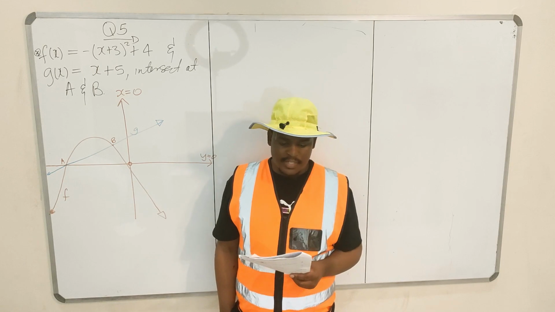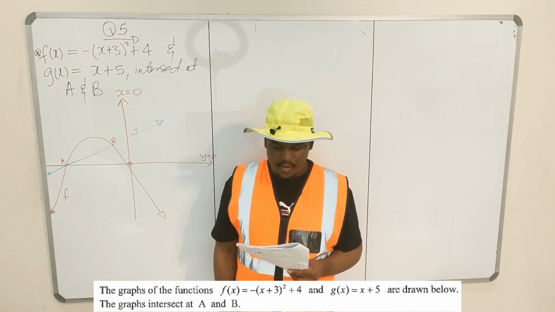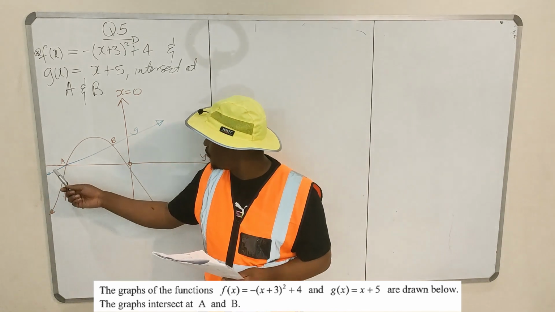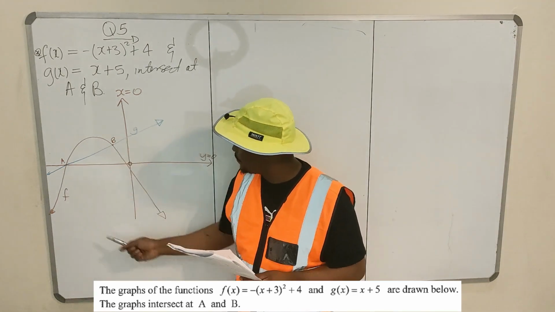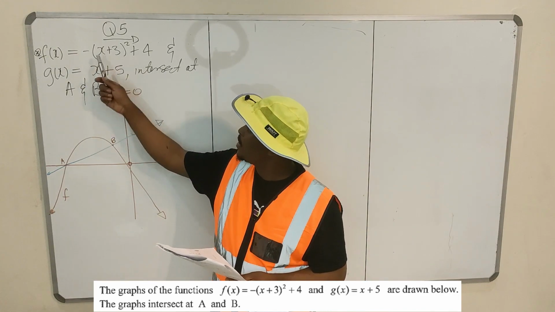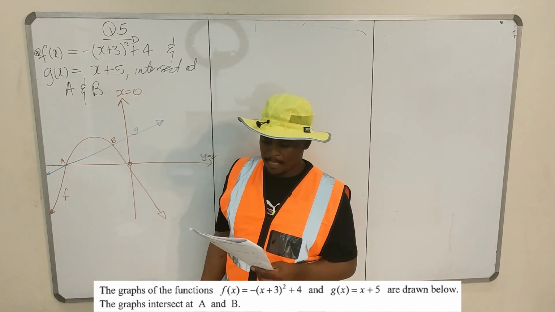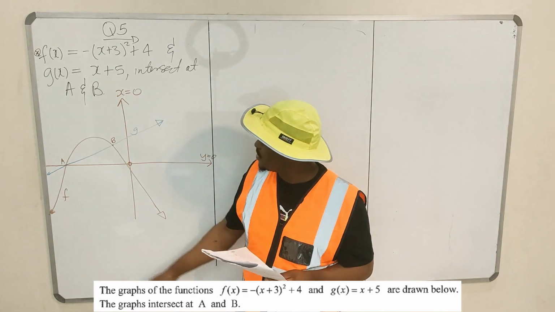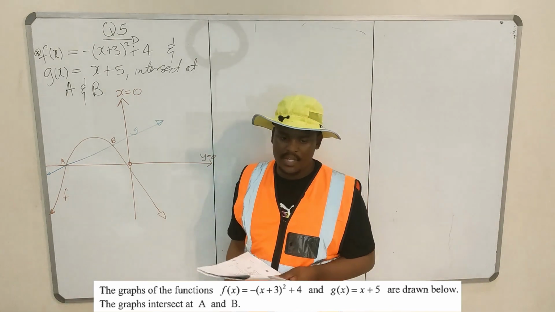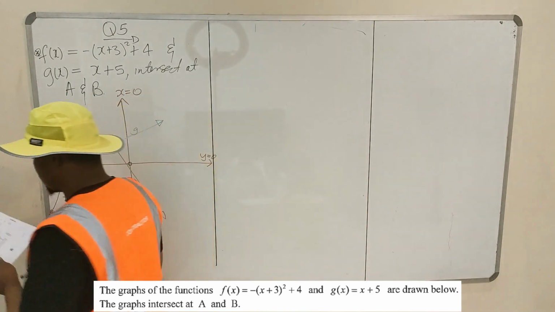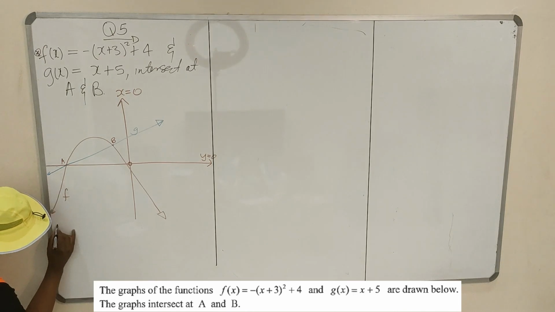So, question 5. The graphs of f and g are drawn below. Here is the graph of f, which is this parabola here, and g is drawn as well. They have these equations, f is this one, and g is that one. You're told that the two graphs intersect at A and B. So these two graphs intersect at A and at B. That's what we're told, straightforward. There's nothing much here, so let's answer the question.